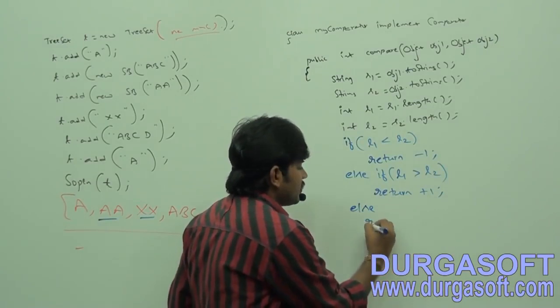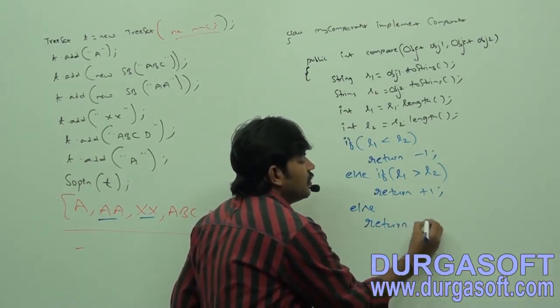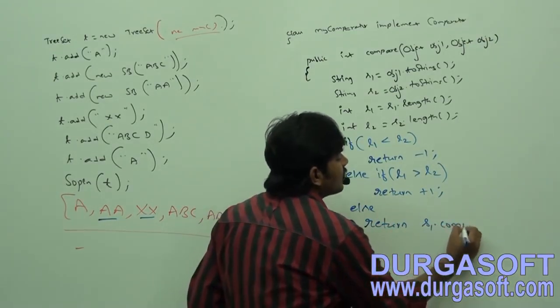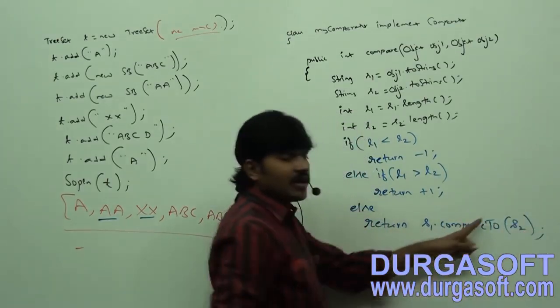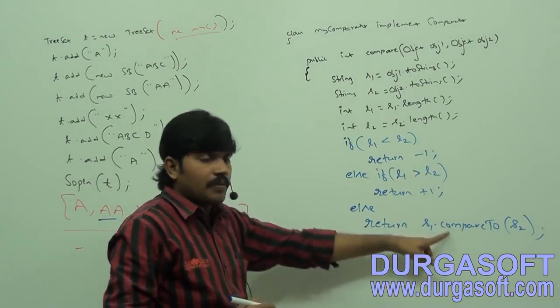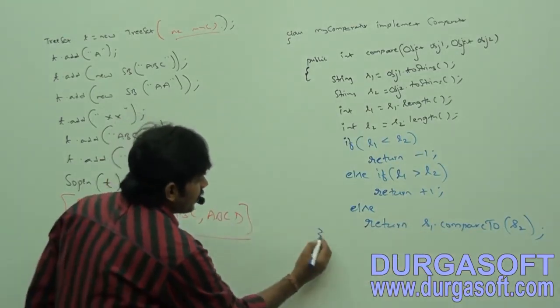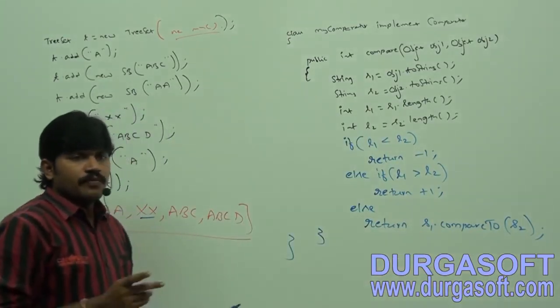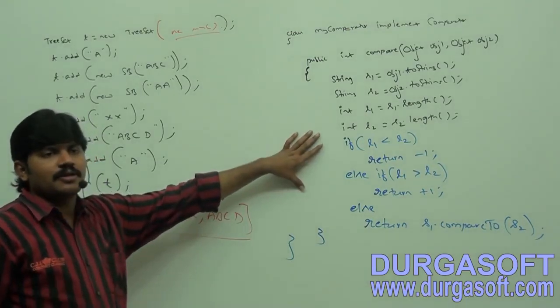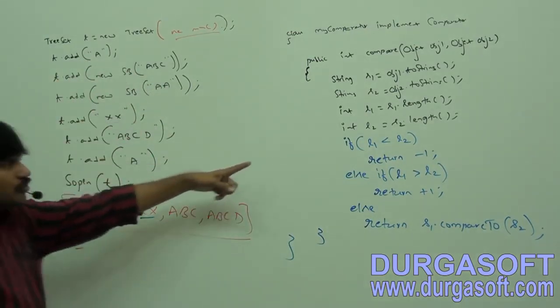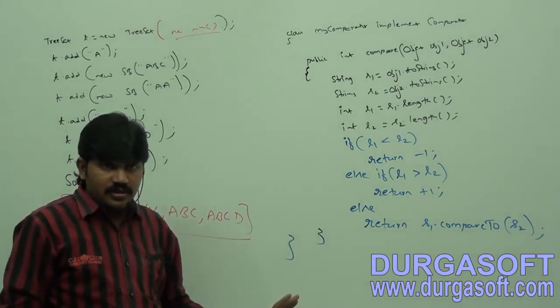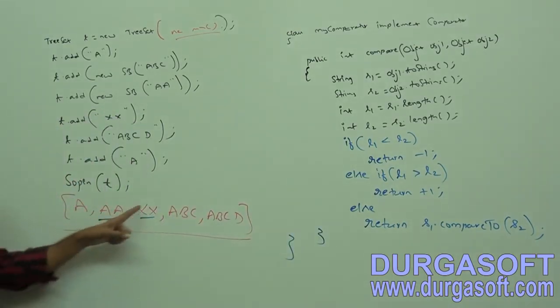That's why else return S1.compareTo(S2). S1.compareTo(S2) means what? Alphabetical order only. Okay, end of this one. If I implement like this, then automatically all these objects will be inserted according to increasing length order. Okay, this is then the required output we are going to get, I am sure.